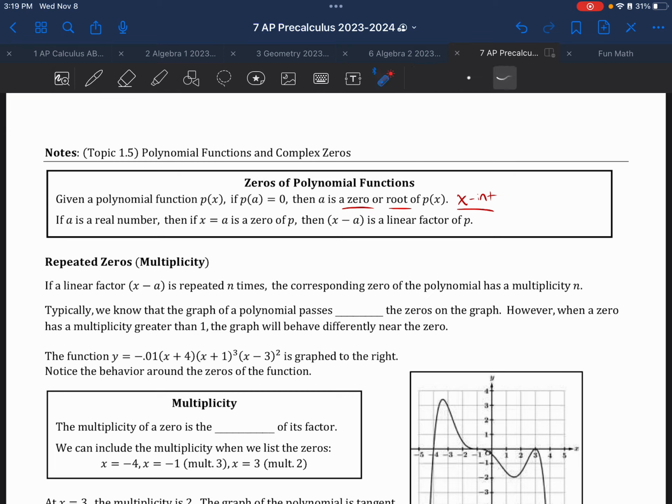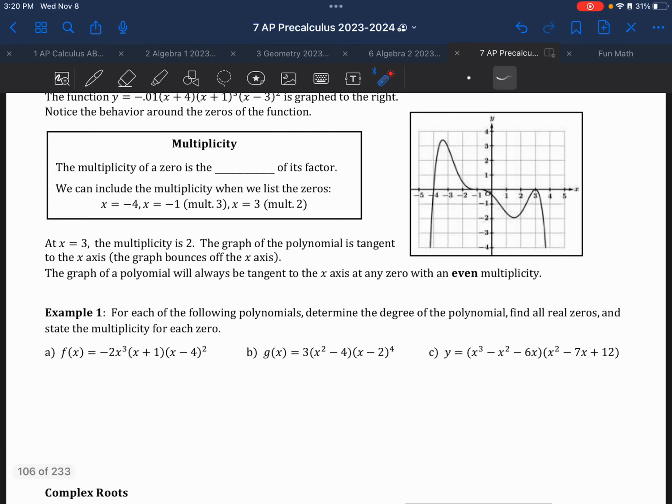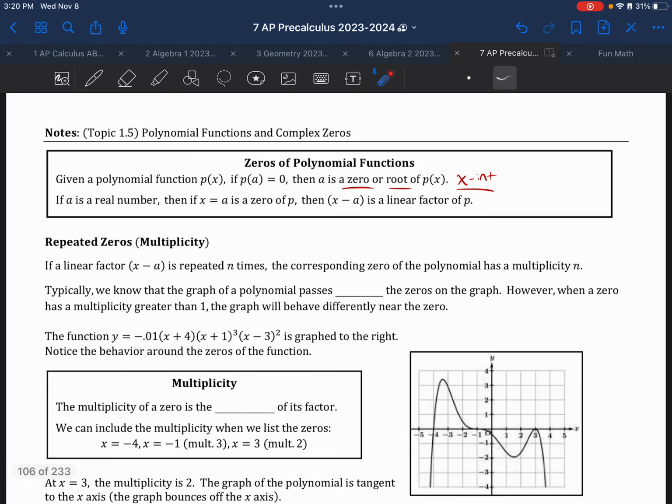It also goes further and says, let's say if a is a real number, then x equals a is the zero. So when we say, find the real zeros, what we're trying to do is find what x is equal to, solve for x.